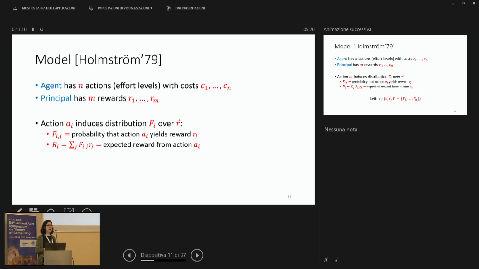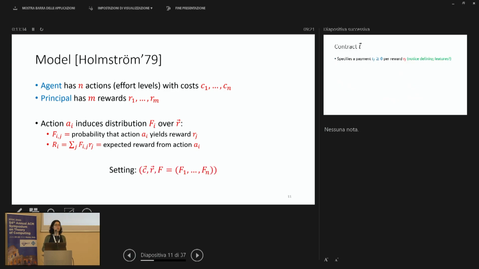I'm going to denote it by capital F_i for action i. The distribution is over the rewards. F_ij is just the probability that action a_i yields reward R_j. And very useful notation, capital R_i. This is just the expected reward. So I have a distribution over the rewards, and this is the expected reward associated with action i. So to summarize the setting, we have a vector of costs associated with the actions. We have the rewards, the vector of rewards. The parameters of the model are n and m, the dimensions of these vectors. And we have the matrix of distributions.